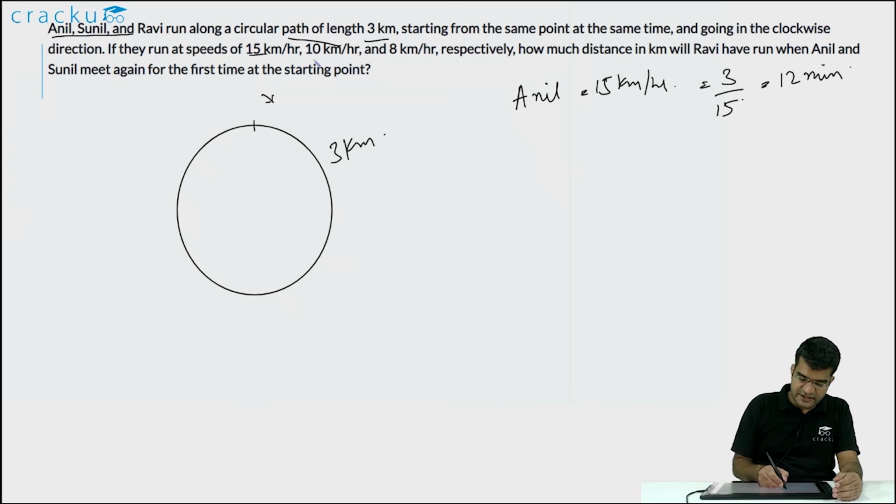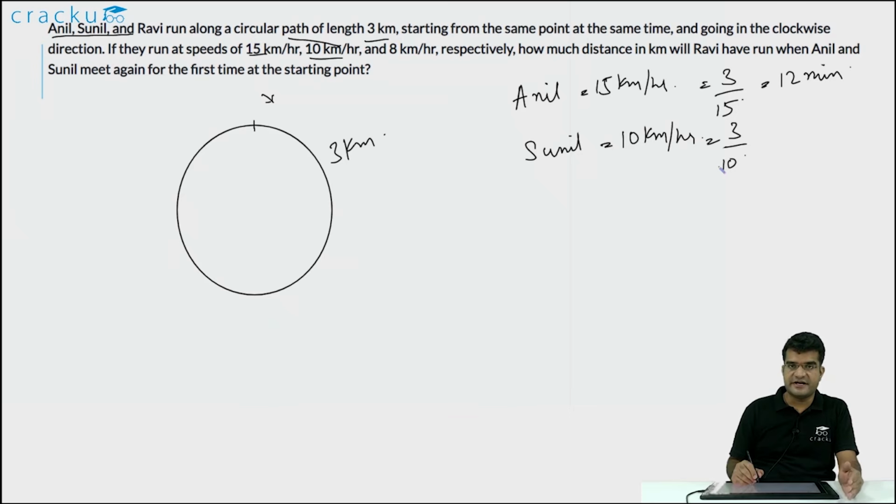Similarly, the speed of Sunil is 10 kilometers per hour. So how much time will Sunil take to complete one revolution? That will be equal to 3 by 10 hours, that is 3 by 10 into 60 minutes, which is equal to 18 minutes.